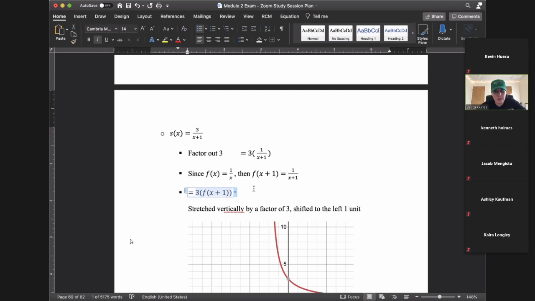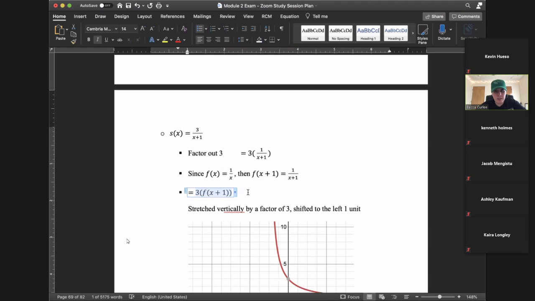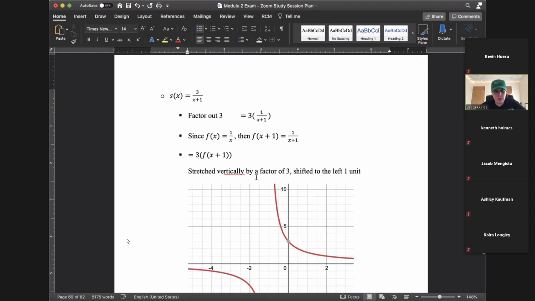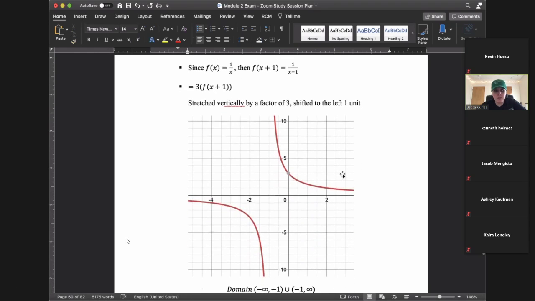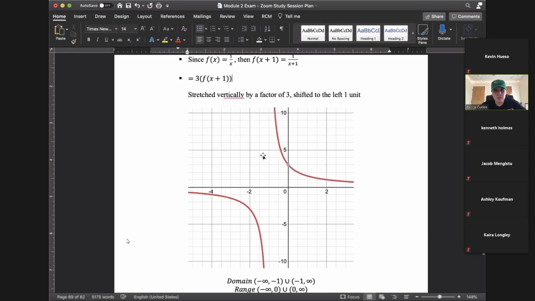So you've got 3 times f of x plus 1, because since f of x is 1 over x, then f of x plus 1 is 1 over x plus 1. And then remember, we factored out a 3, so 3 times all of that. So we know it's going to be stretched vertically by a factor of 3 and shifted to the left 1 unit. So now our vertical asymptote is x equals negative 1. We're just shifting it over, and then we're stretching it vertically by a factor of 3.